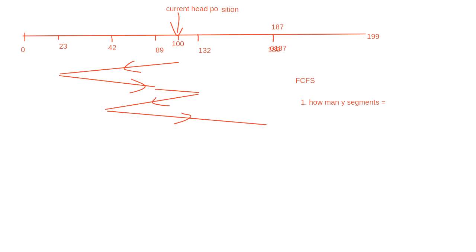Now, how do you find the seek time? Seek time means how much distance the read write head traveled in fulfilling the requests. It can easily be calculated: the starting position is 100, and from 100 you are going to 23.